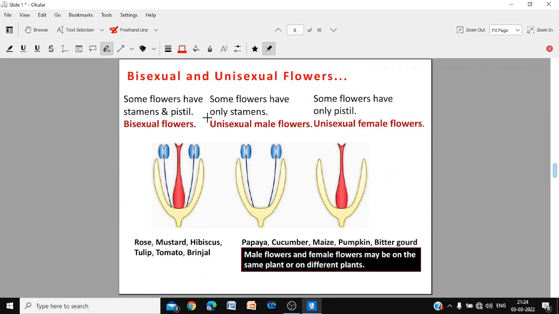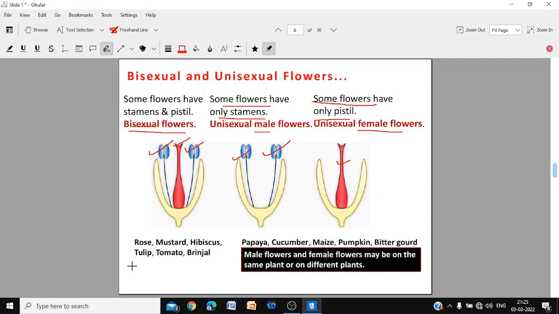Now, bisexual and unisexual flowers. Some flowers have both stamens and pistils. Here we have a flower, it has stamens and also a pistil. These are bisexual flowers. Some flowers may have only stamens and some flowers may have only a pistil. These are unisexual flowers. This flower has stamens only, so it would be called a male flower. This has only a pistil, no stamens, that would be a female flower. So male and female flowers are unisexual, but when both stamens and pistil are present, that would be bisexual.